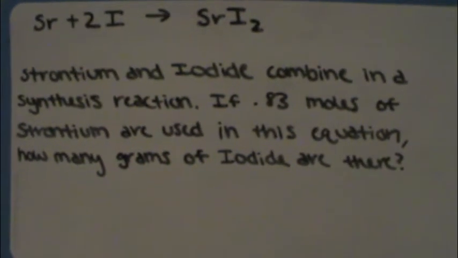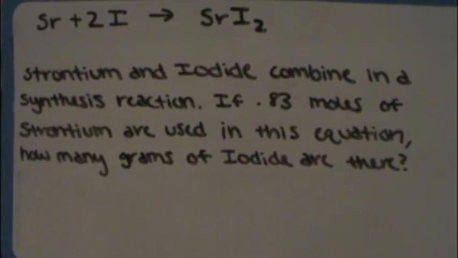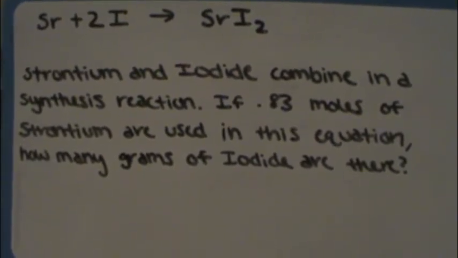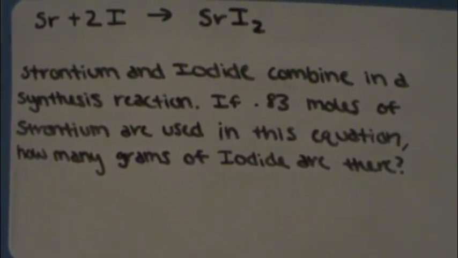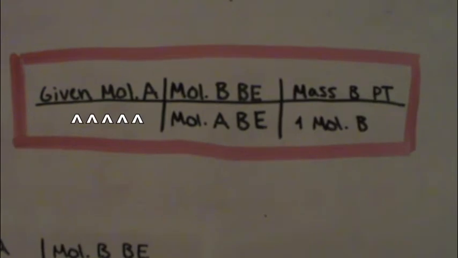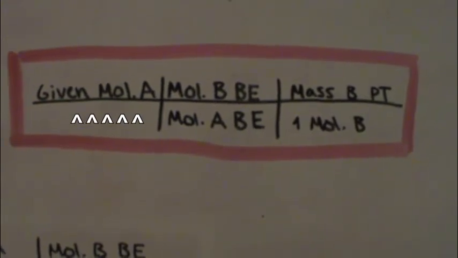In this problem, strontium and iodide combine in a synthesis reaction. If 0.83 moles of strontium are used in this equation, how many grams of iodide are there? So first we're going to look at our mole to mass conversion chart, and on the top left it says to write the given amount of moles.